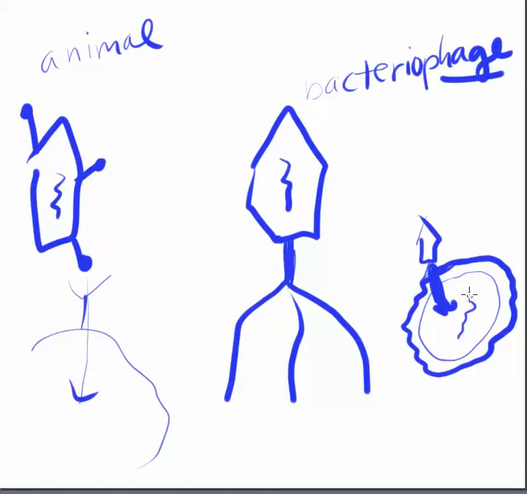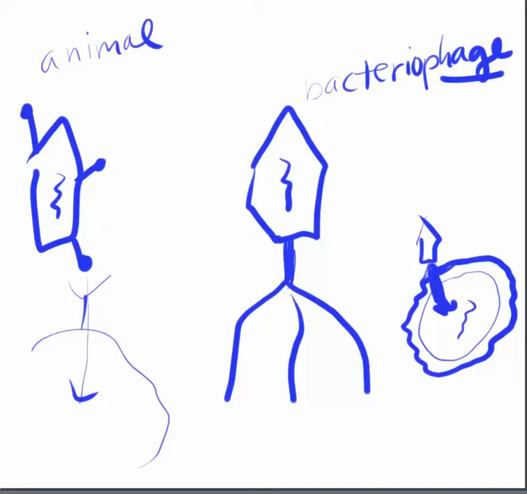So it's got a slightly different structure because it's got a slightly different way to enter into the cell. And all of that is because the structures on the outside of the bacteria versus eukaryotic cells are different. And the mechanisms, the processes that are happening within the cells are a little bit different. So they had to evolve to have a different way to get in.